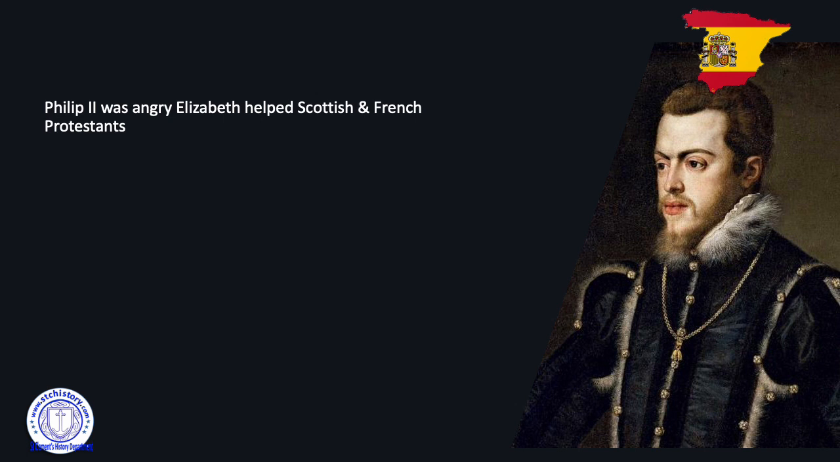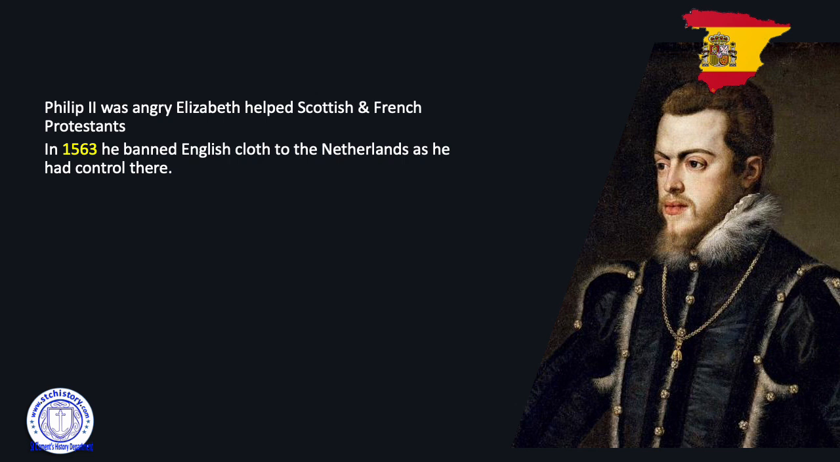He is annoyed that Elizabeth has got herself involved with these Protestant skirmishes in France and Scotland. He thinks it's nothing to do with her. I don't suppose Philip particularly wants to go to war with Elizabeth either, but he's a little bit upset by that. He just thinks Elizabeth shouldn't have bothered. And then in 1563, in response to that, he has banned English cloth to the Netherlands.